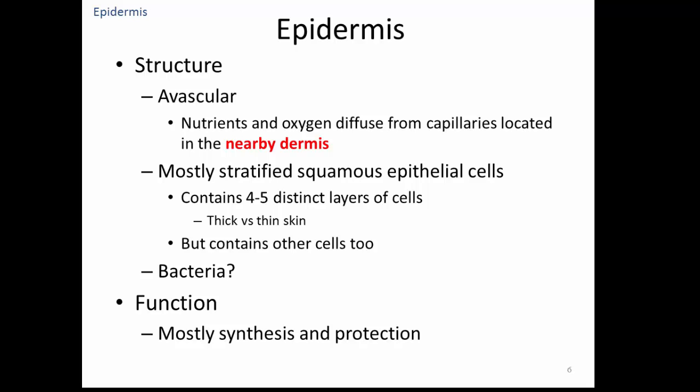Also, the bacteria that live on the surface of our skin help to produce something called the acid mantle of our skin, which is a slightly acidic nature to the surface of our skin, and that helps to protect us too. And I'll talk more about that later.